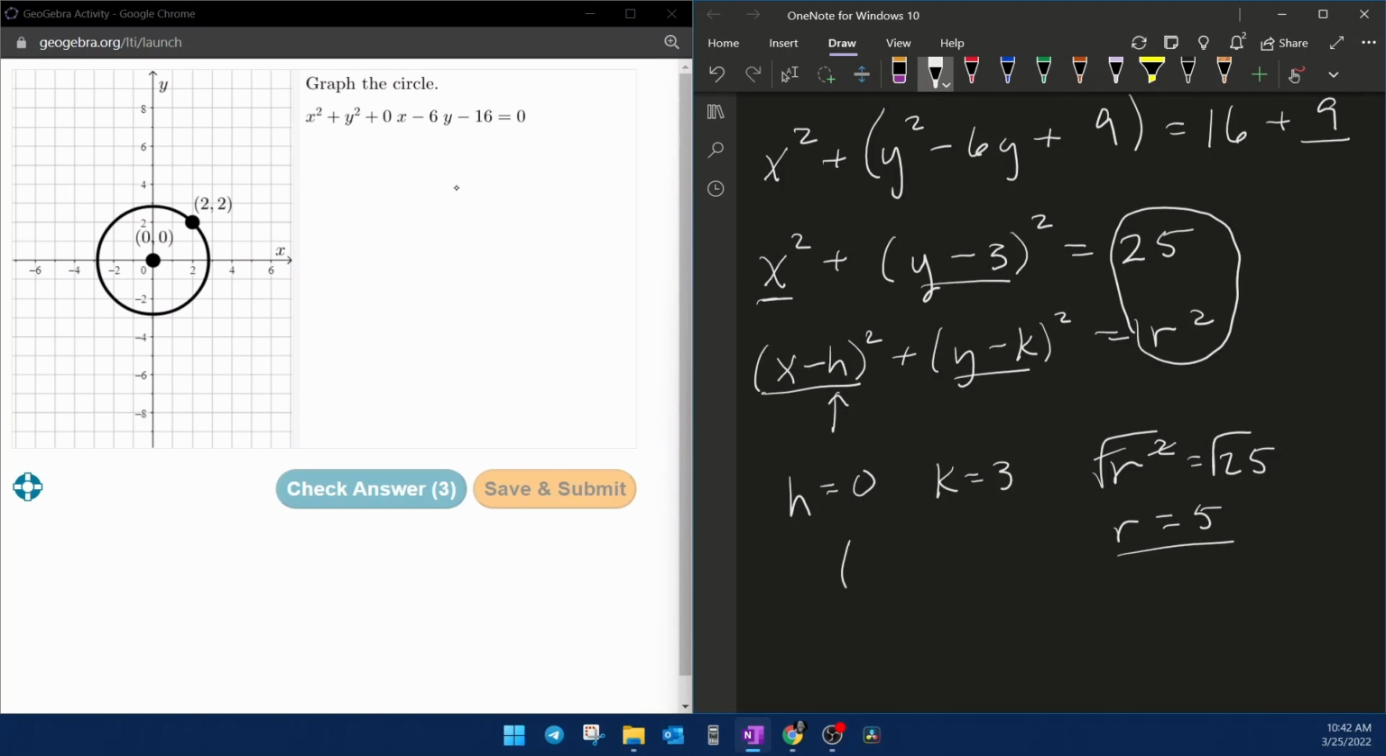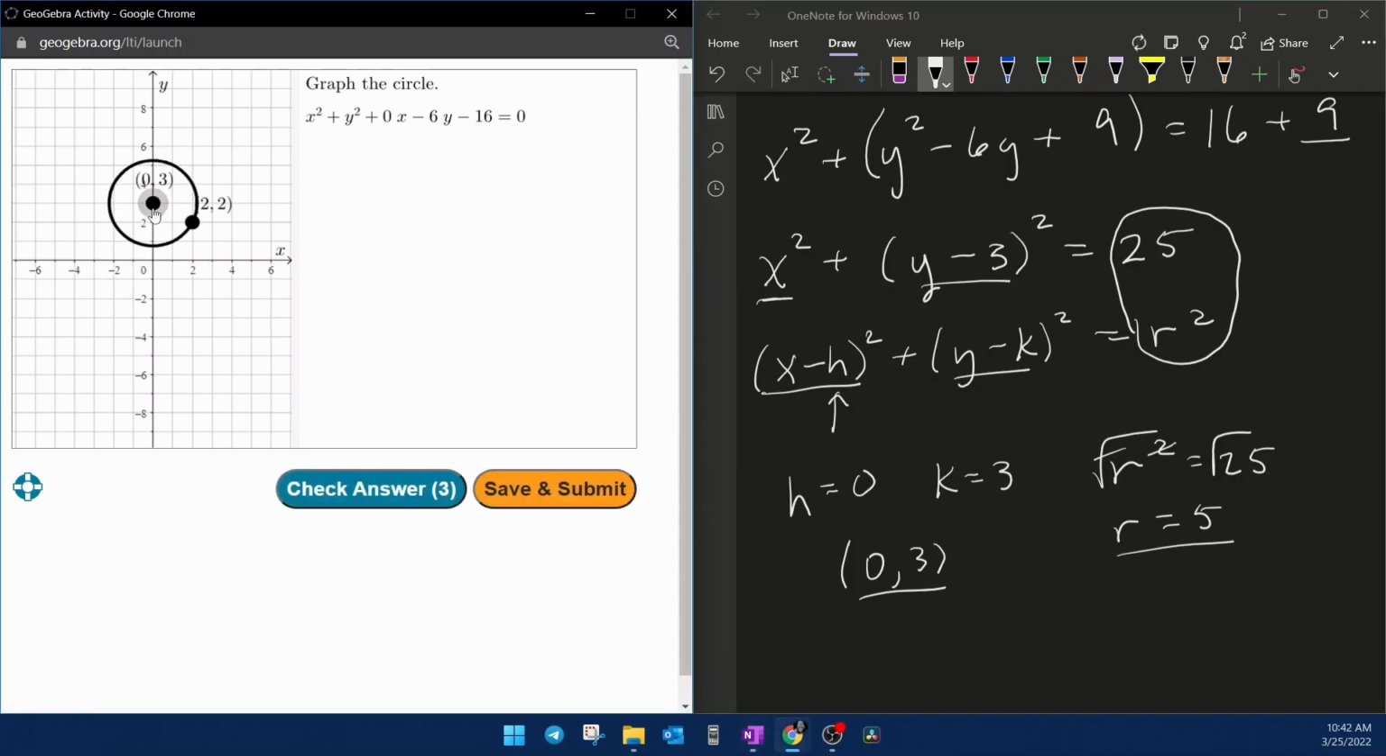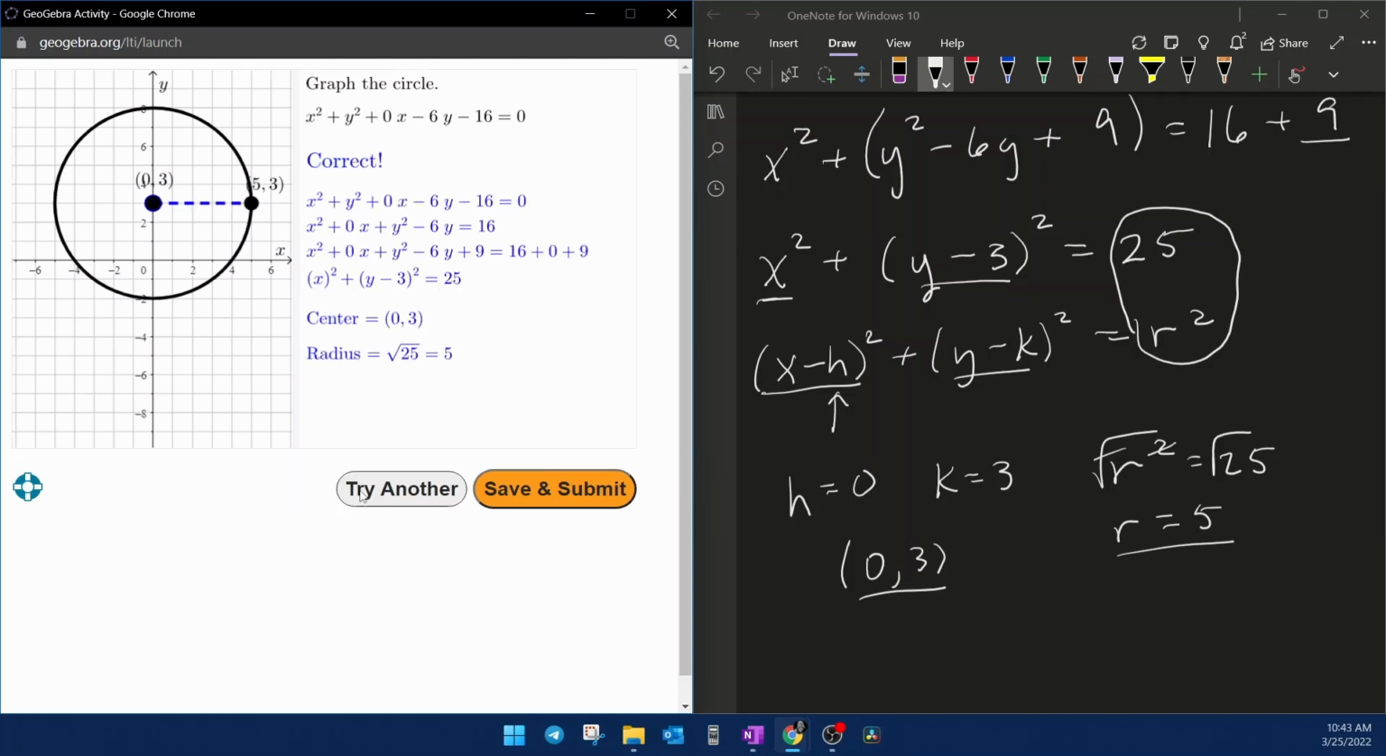So here we have our center at (0, 3), our radius of 5, and now we can correctly graph the circle. Dragging the center first to (0, 3), and then we want to move this dot up so that it's horizontal to the center, and we want to stretch that out so that the radius is 5 units away. And we're going to check, and we're done.